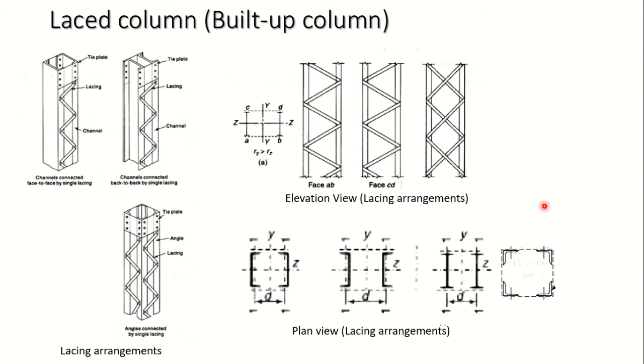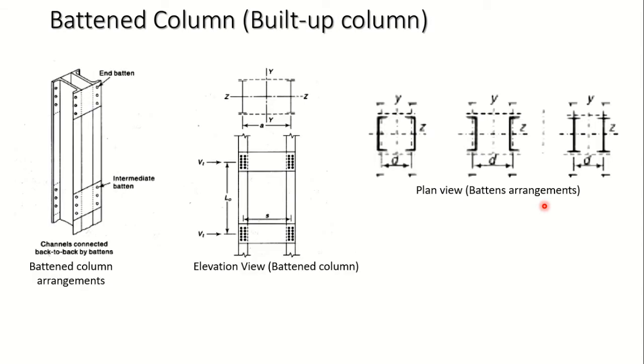Okay, so coming to the next tying arrangement, that is through battens. In the lacing system we had inclined members which helped us tie the two components of the built up column together. Now in the batten system, there will be horizontal plates, or angles, or even channels provided. They will help in holding the members together in a built up column. Normally we use flat plates of certain depth and thickness.